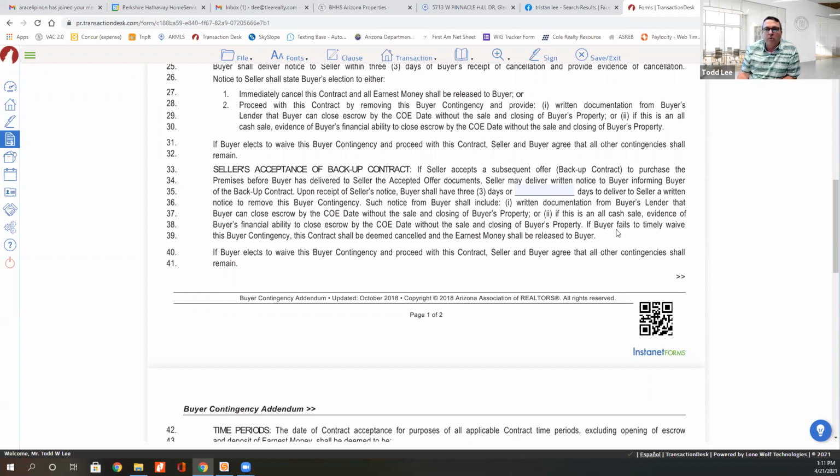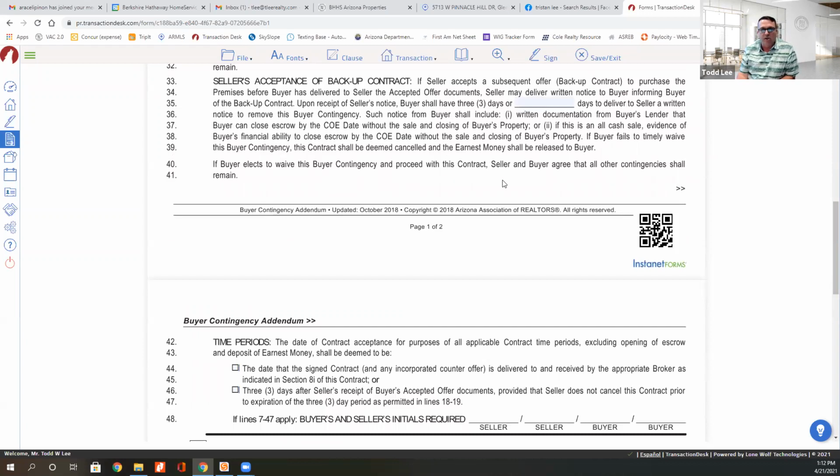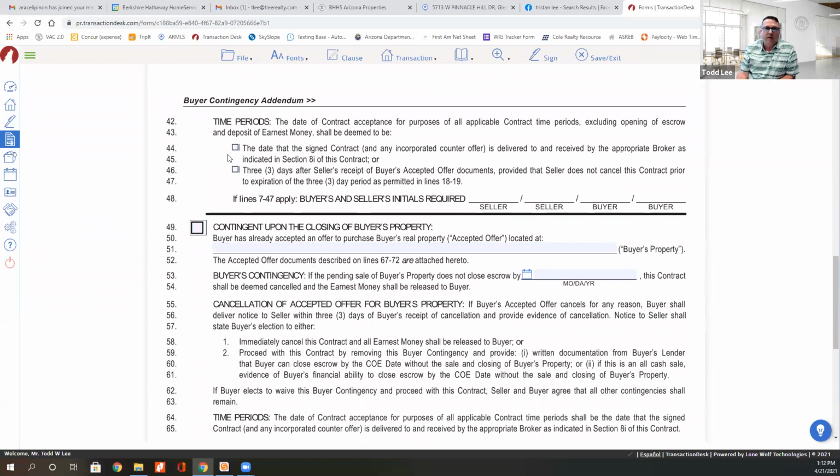So that's kind of a big piece right there. If the buyer fails to timely waive the contingency, the contract is deemed canceled. That doesn't mean that they are in breach. It just means that it's a canceled contract. If buyer elects to waive the buyer contingency and proceed with this contract, seller and buyer agree that all other contingencies shall remain.